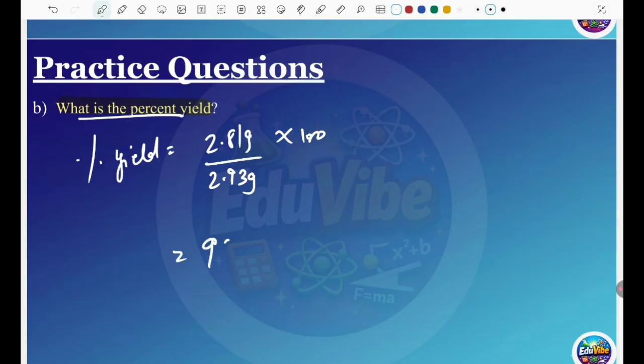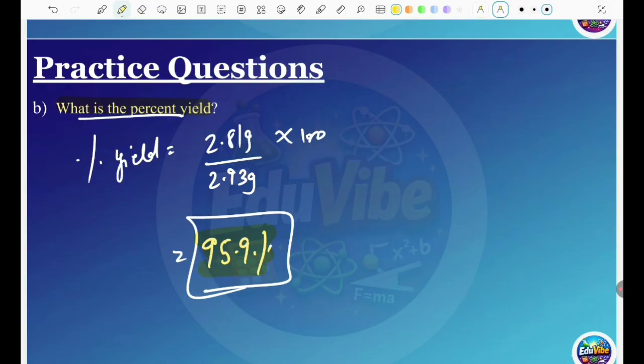divided by the 2.93 grams multiplied by 100. You will get about 95.9%. That much percent yield you have. So that's how this question was.